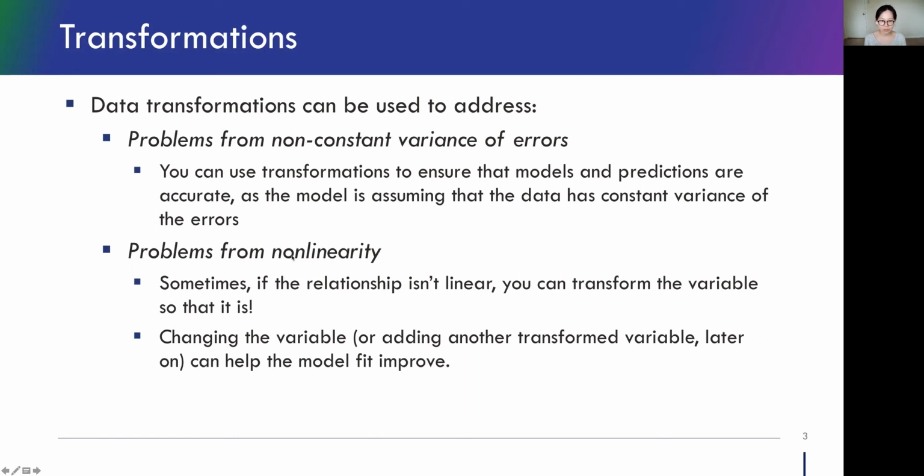By doing these transformations, it will make your model prediction more accurate, because the model is assuming that data have constant variance for the errors. And also when you fit the model, you are assuming that the relationship is linear. So by doing the transformation, you make the data relationship actually linear, so that helps you get more accurate predictions and models. It will help the model to improve.